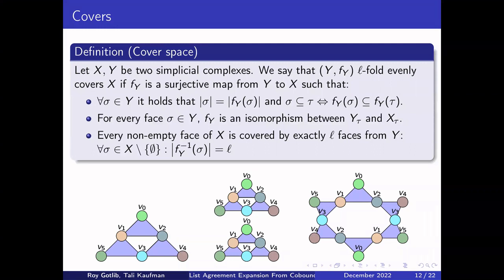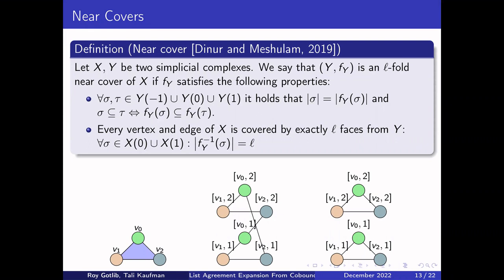Of particular interest to us are trivial covering spaces, which are the covering spaces that consist of just L copies of the original complex. The second object of interest are near covers. Near covers are essentially covers, except that they only care about vertices and edges. Take for example this near cover. In this near cover, you can't fill in the triangles. So V0 won't see a triangle that consists of V1 and V2, but rather it would see a copy of V1 and a copy of V2. And much like the case of proper covers, we also care about the trivial near cover, which is just L copies of the original complex.